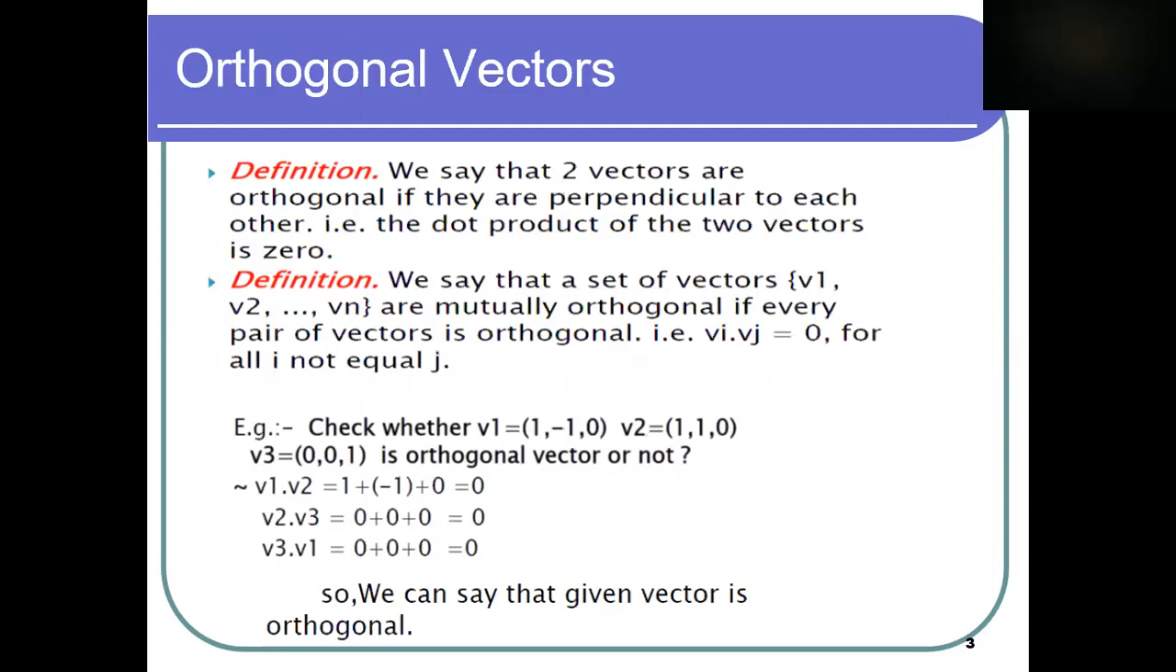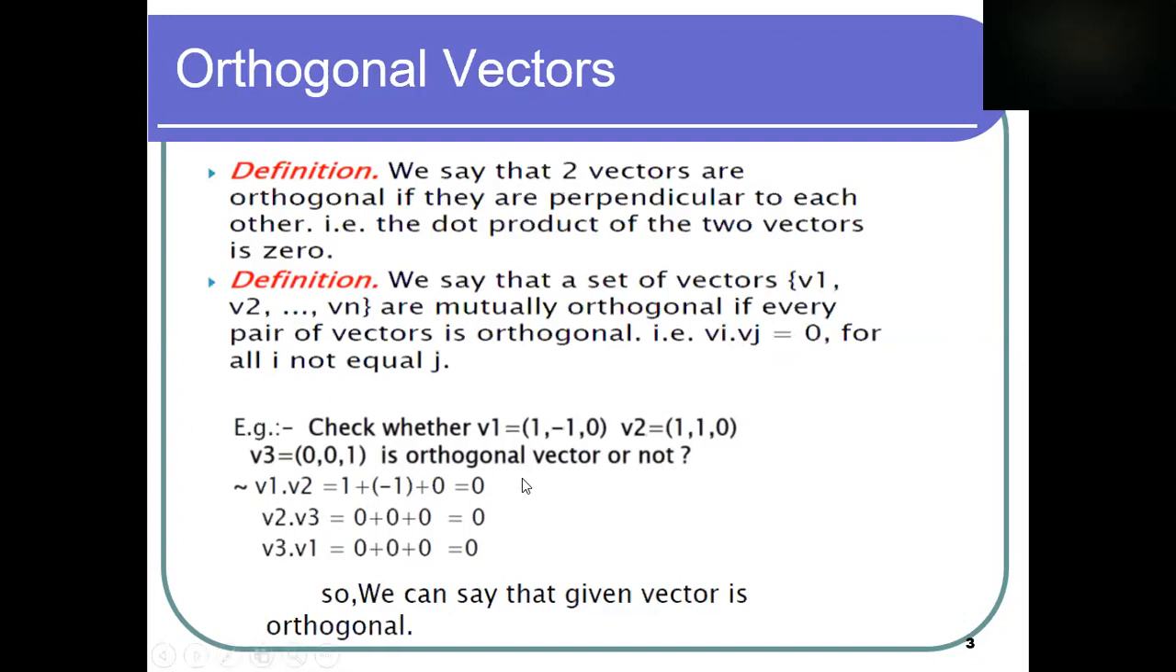If you have more than two vectors, we can say they are mutually orthogonal. In that case, a set of vectors is pairwise orthogonal if vi dot vj is zero for all i and j not equal. That is, the dot product of vi and vj vectors from this set is equal to zero if i and j are not equal.